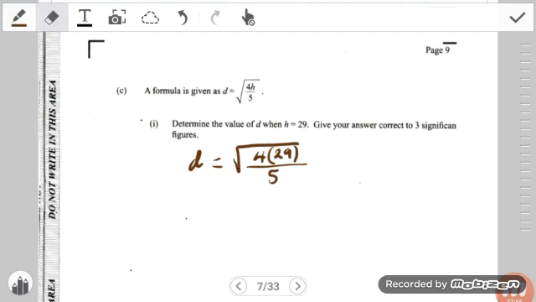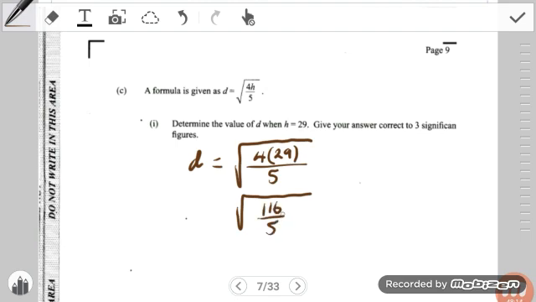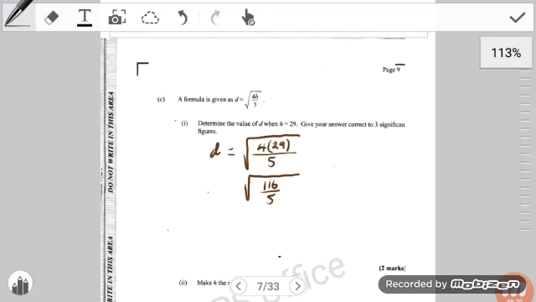Okay, all right, so we're not looking to stress yourself out, guys. So that's 4 times 29. That's going to give us a square root of 116 divided by 5. If we divide that result by 5, we should get the square root of 23.2. And please remember that they ask us to give our answer correct to 3 significant figures.